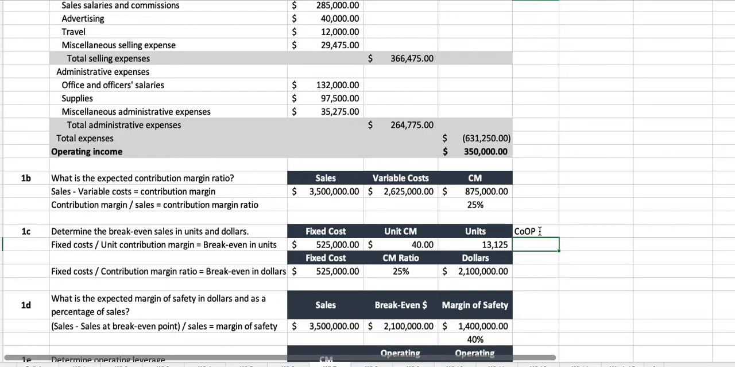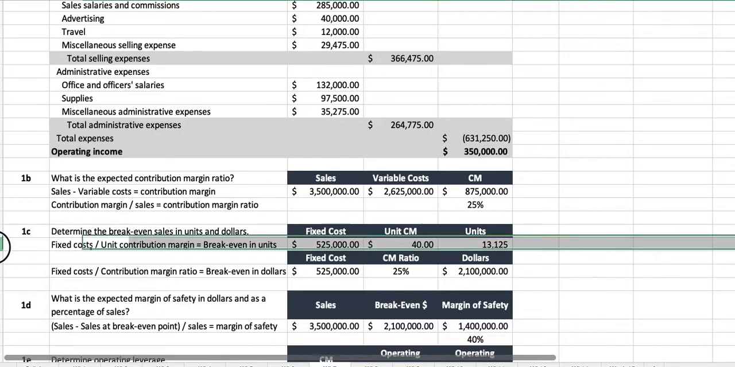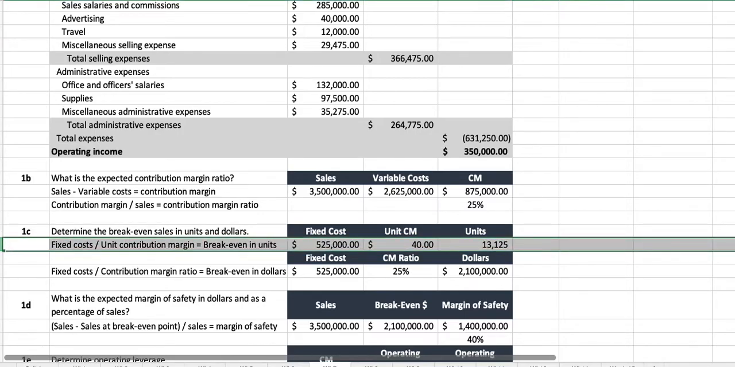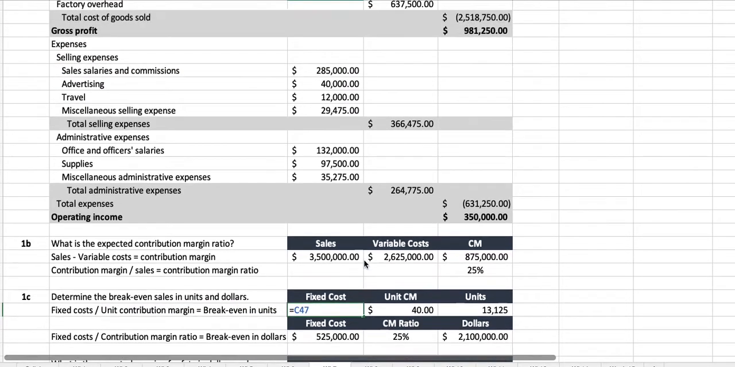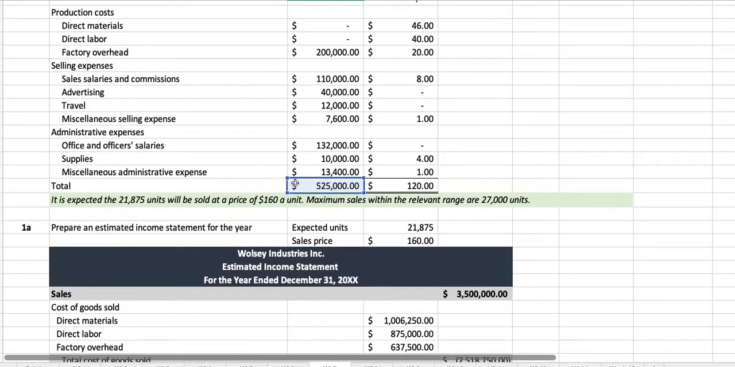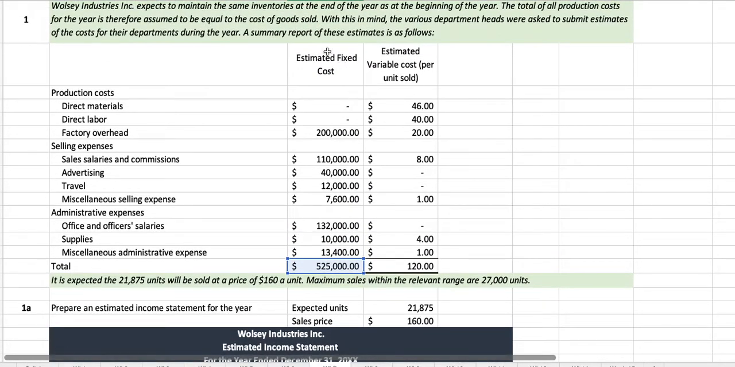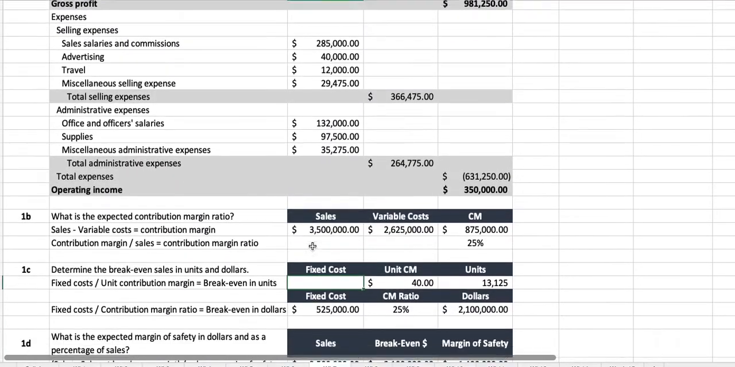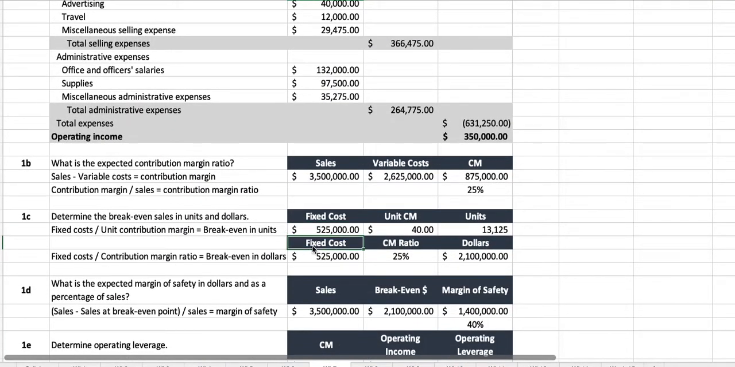All right, so we are going to calculate break even in units and in dollars. So I have these broken up into two. This is the units. So we're going to calculate break even sales in units first. And we do that by taking our fixed costs and dividing it by our unit contribution margin. So our fixed costs, we saw this up here. These are our fixed costs, $525,000. You can see that estimated fixed cost. So we take our estimated fixed cost and we divide it by our unit contribution margin.